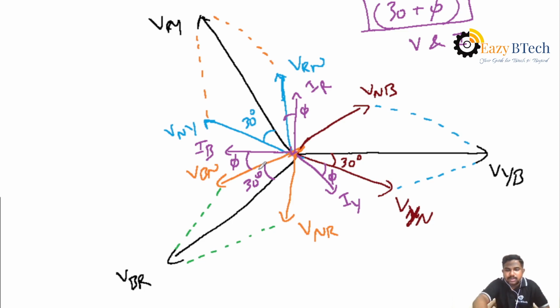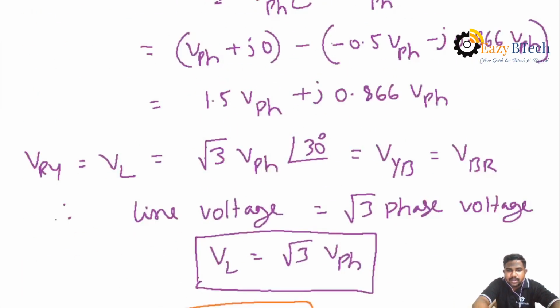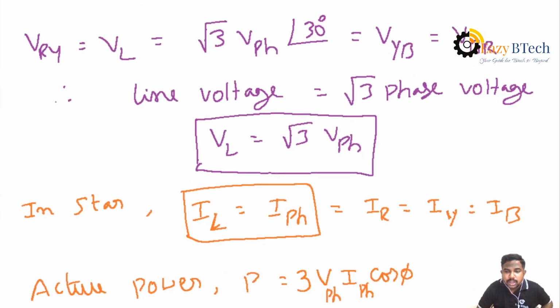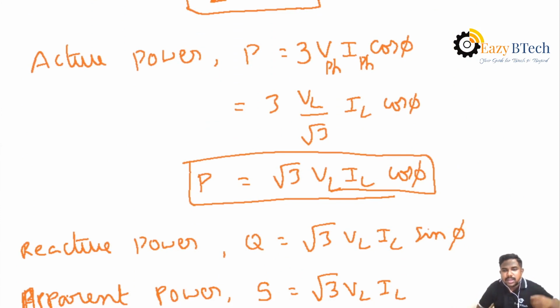Okay, in a balanced star connection, the line voltage is equal to root 3 times the phase voltage, and the line current is equal to the phase current. And also you can calculate all the power values. In terms of line values, real power P equals root 3 VL IL cos phi, reactive power is root 3 VL IL sin phi, and apparent power is root 3 into VL into IL. In case of phase values, the power is 3 into V into I into cos phi. By default, V and I are the phase quantities.